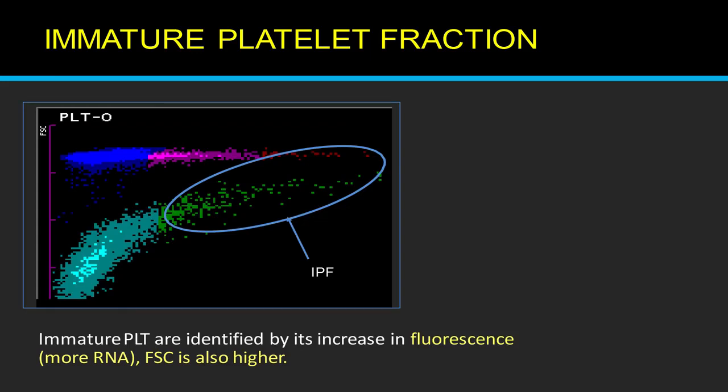So this is the scatter plot that I just showed you. So what are the ISLH criteria for platelet review?